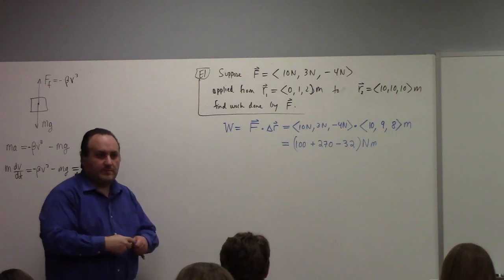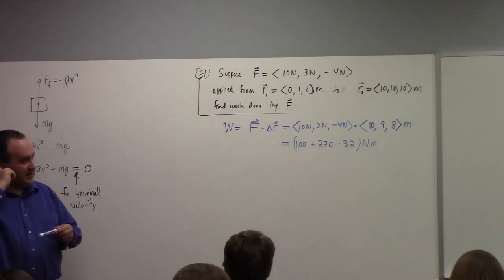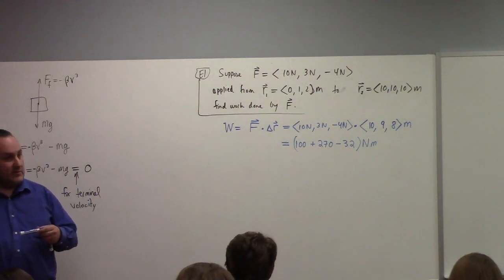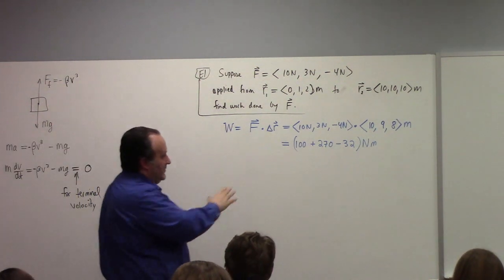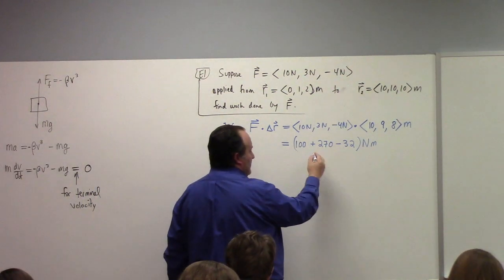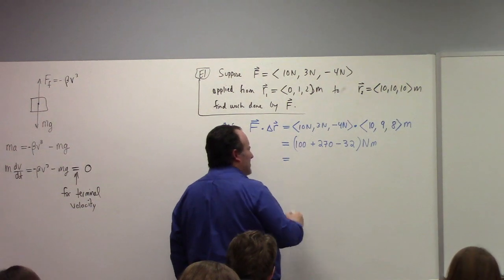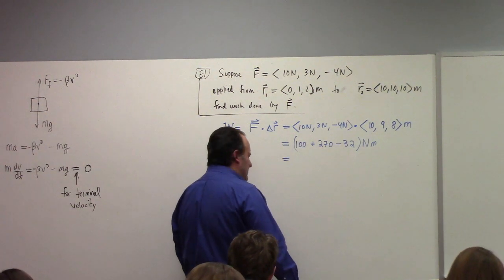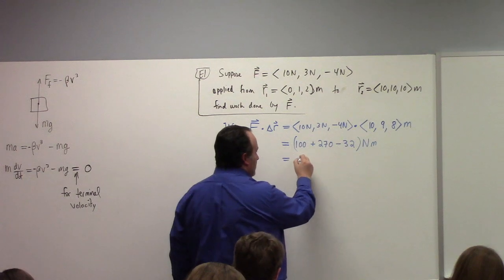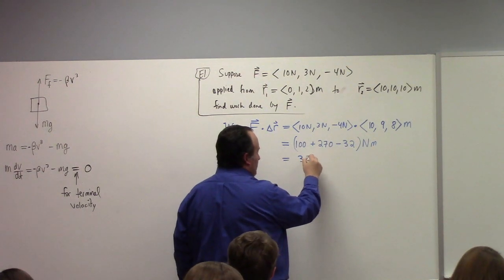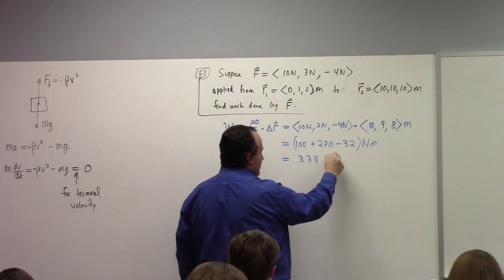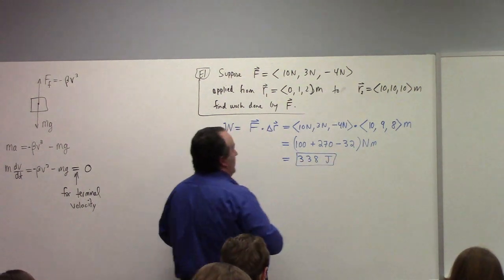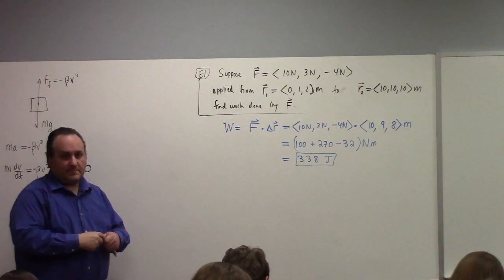A Newton meter is an important unit. It also has another name. It's called a joule. A Newton meter is a joule. So whatever this is, what we got? 370 minus 32. What's that? I hear 338. 338 joules. There you go. That's the work done by this constant force over this displacement.